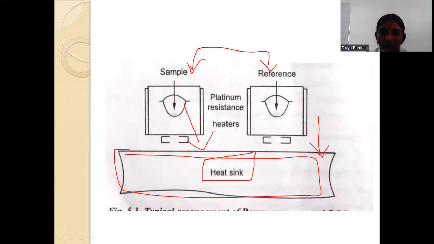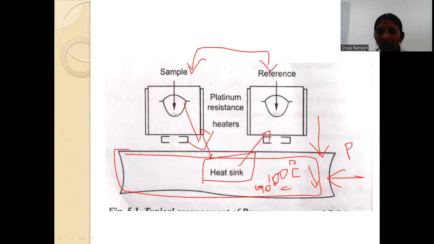The heat sink loses some amount of heat to the sample and some amount of heat to the reference. For example, if it has to be maintained at 100 degrees Celsius, and some amount of heat is absorbed by the sample and reference, the temperature starts to reduce. So external power is connected. The power will be used to increase the temperature. For example, after absorbing some heat, it reaches 90 degrees Celsius. In order to maintain the heat sink constant at 100 degrees Celsius, some amount of external power is required to increase it from 90 to 100 degrees Celsius. So that power consumption can be calculated.